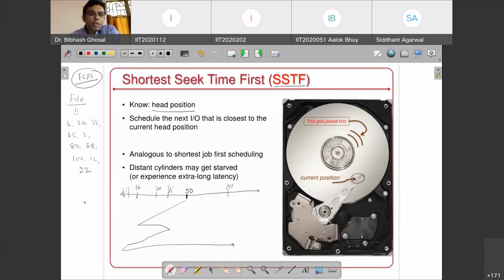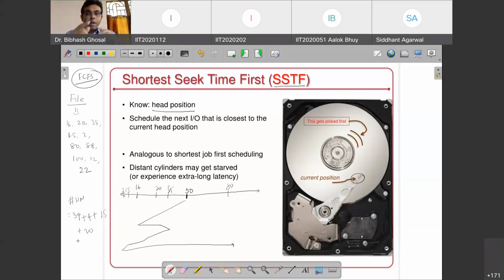Why? You started with, in the first movement, from 50 to 16, 34. So the number of head movements, if I count, the first one would be 34 as I move from 50 to 16. The next movement will be from 16 to 20, 4. Then I will move from 20 to 35, 15. Then I will move from 35 to 15, again 20. See how many disk movements I'm having.